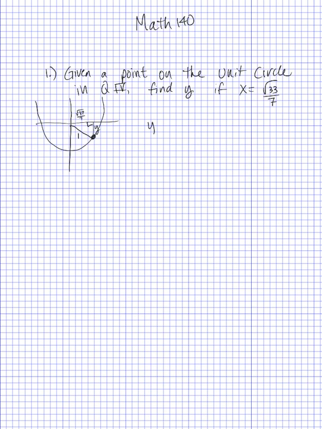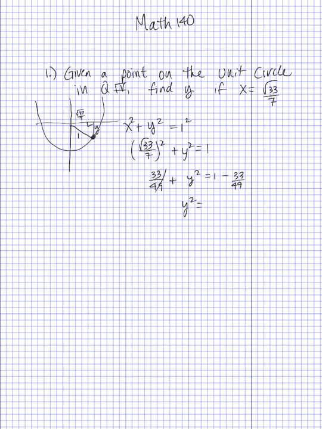So we can use the Pythagorean theorem, x squared plus y squared equals the hypotenuse squared, so 1 squared, or just 1. And then we plug in the value that was given for x. And let's see, squaring that we would get 33 over 49 plus y squared equals 1. And then we'll subtract 33 over 49 from both sides.